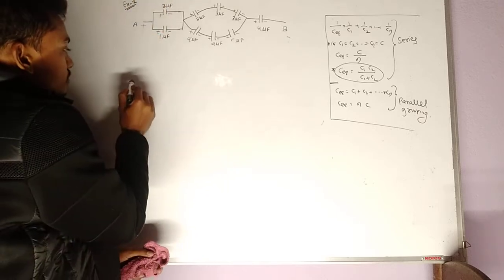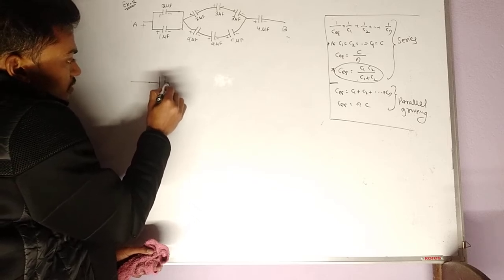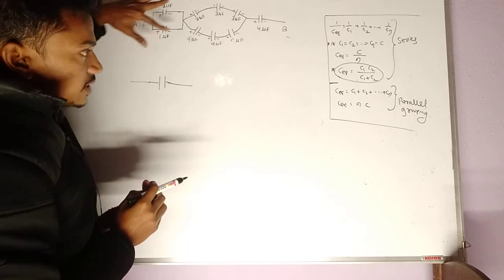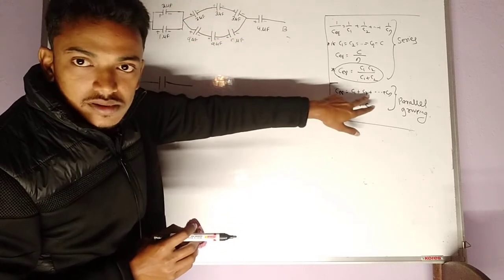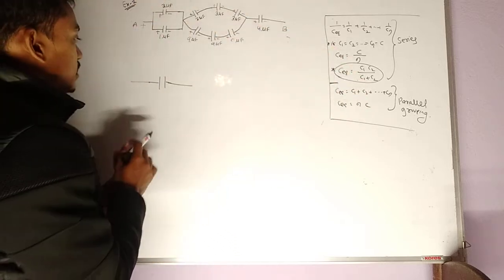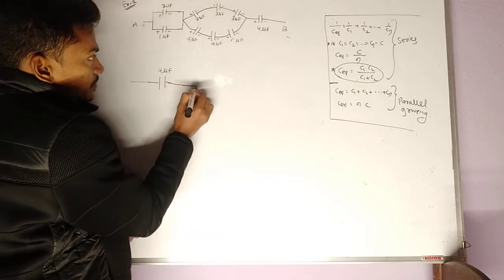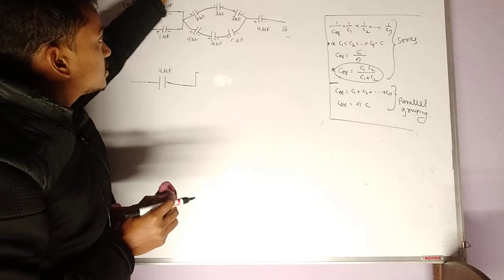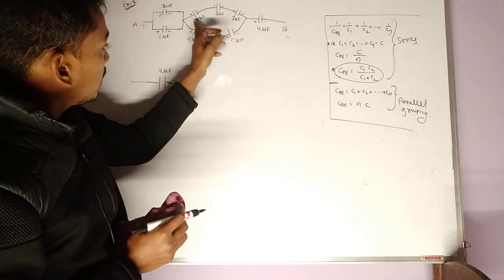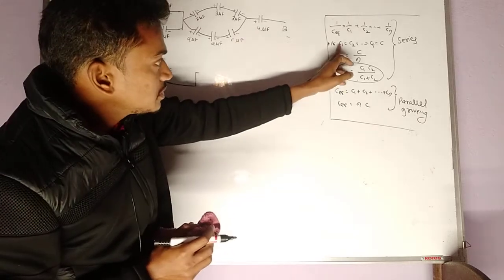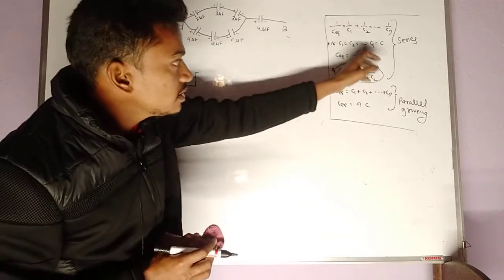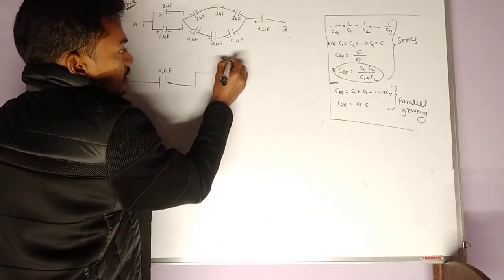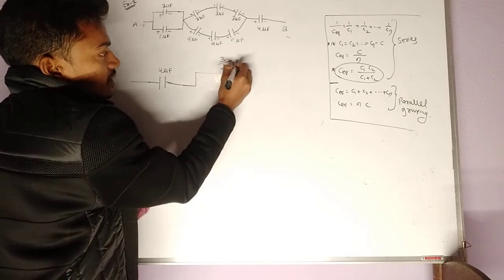So its equivalent figure will be: you see, this 3 microfarad and 1 microfarad are in parallel. So in case of parallel grouping, we simply add capacitors. So 3 plus 1, that is 4 microfarad here. And these 3 and 3 are in series. So if all the capacitors are the same, so if C1, C2 up to Cn are the same, then C equivalent is C by N in case of series grouping. C by N, C is 3 and number of capacitors is 3, so 3 by 3, that's equal to 1 microfarad.